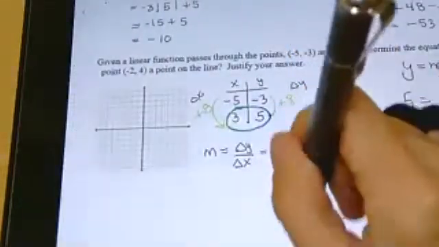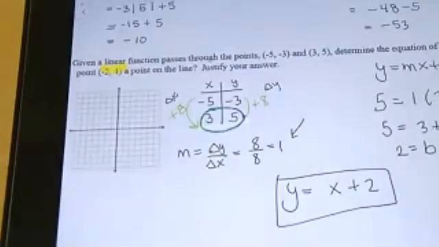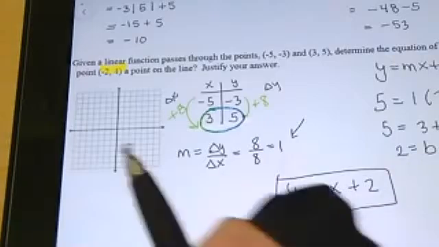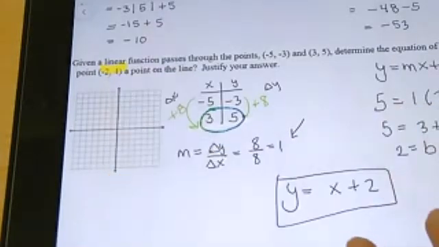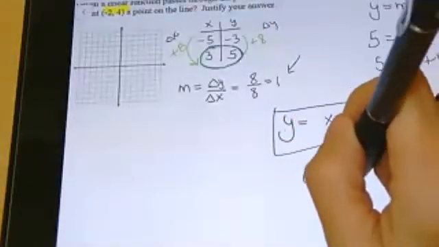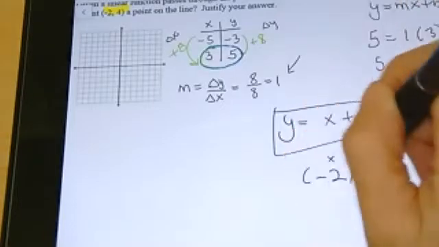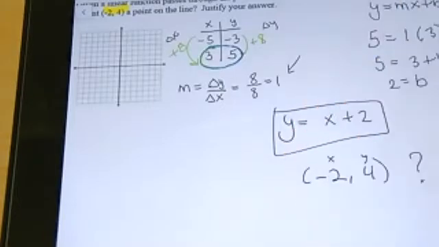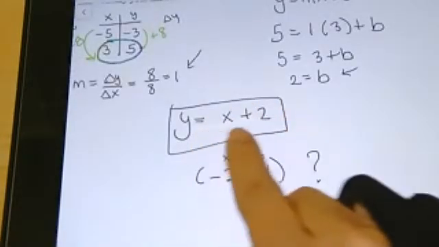And then the last question here is: is the point (-2, 4) on this line? One way to do that is to graph the line if you didn't already, and literally look and see whether that point is on the line. Another way is to take the point (-2, 4) and put this in for x and that in for y into my equation, and see whether it works. If (-2, 4) is on the line, it needs to work in this equation and give you a true statement.